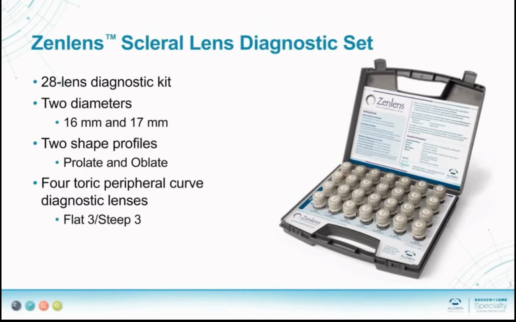The Zen Lens Scleral Lens diagnostic set is quite versatile. It was designed with 2 diameters, 16.0 and 17.0 millimeters, to accommodate a variety of corneal diameters. Also, there are 2 shape profiles, prolate and oblate. These shapes more closely match the different corneal topographies. Lastly, there are 4 additional lenses of each shape and diameter with toric peripheral curves.